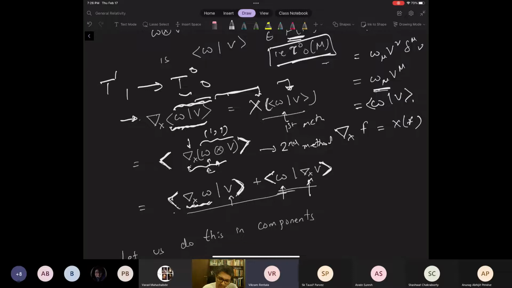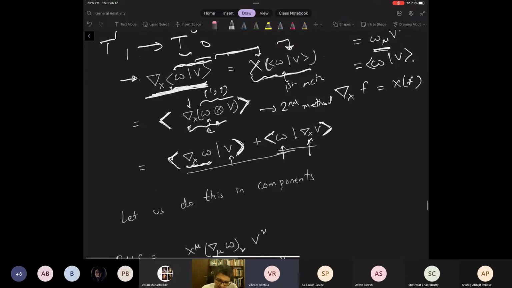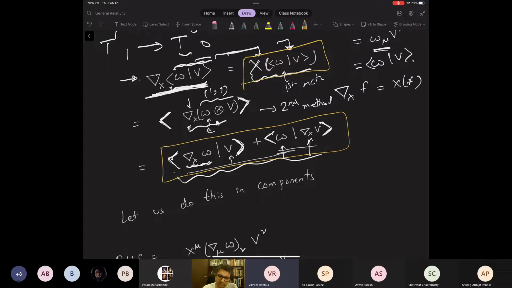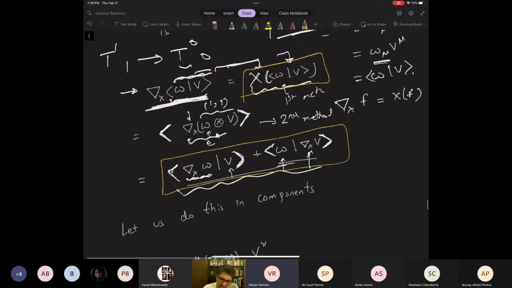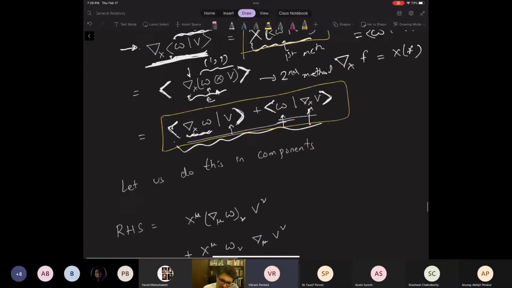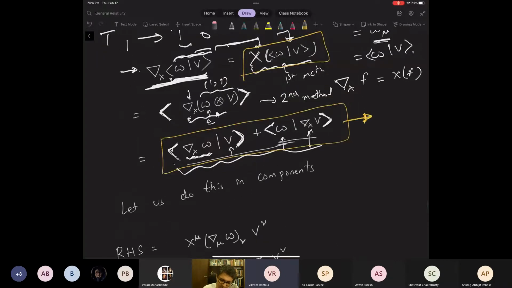So now we have two different methods of evaluating exactly the same thing, exactly this derivative. Now what we'll do is we'll just work this out in components. These two expressions, this one by our first method and this one by our second method, should be the same. If we work them out in components, let's first work out this one. We'll call this the left hand side and this the right hand side.